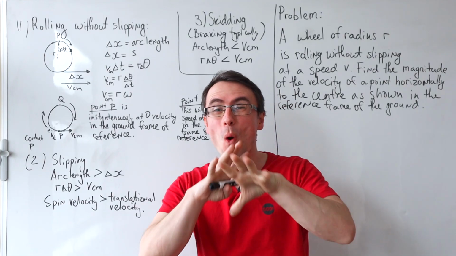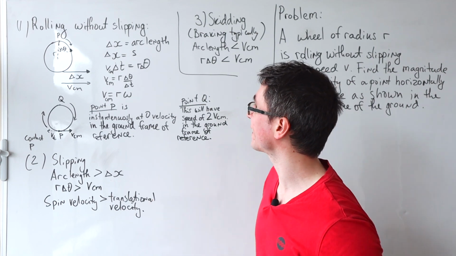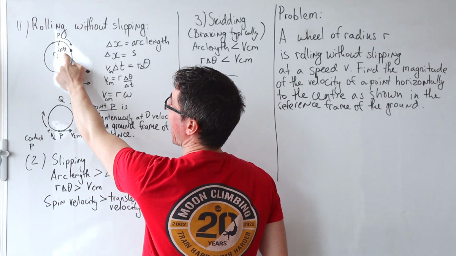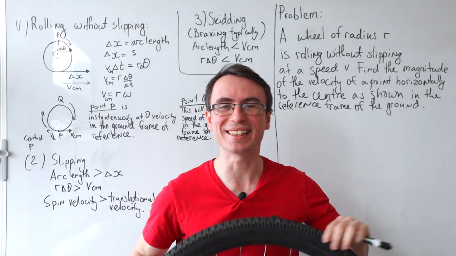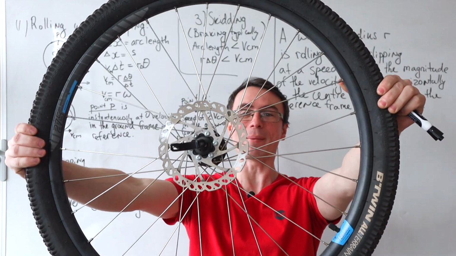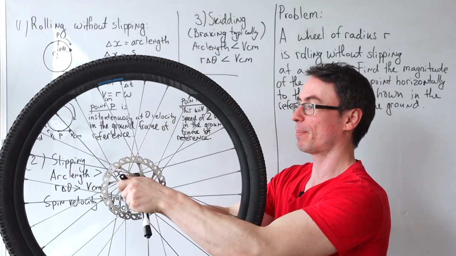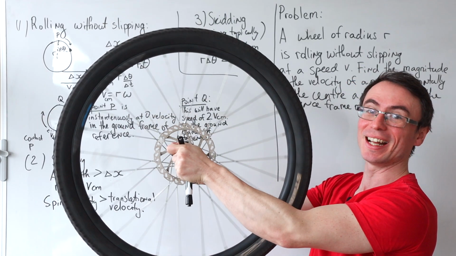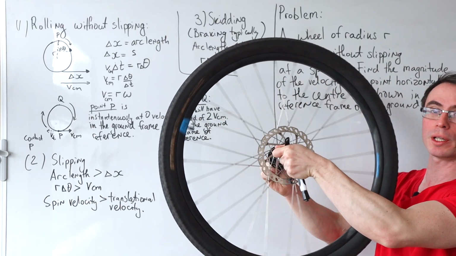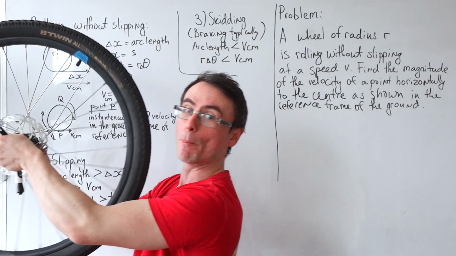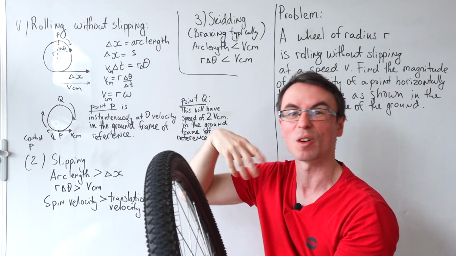Time to talk about something that appears all the time in physics Olympiads, and that is rolling without slipping. The condition for rolling without slipping is that the arc length covered by an angle delta theta is equal to the horizontal distance traveled. This can be a little bit tricky to visualize, so here is my bicycle wheel. The basic idea is that if I turn this by one complete revolution while it's in contact with the ground, rolling without slipping, it will move forward by exactly the circumference, which is 2 pi r, or pi times the diameter.